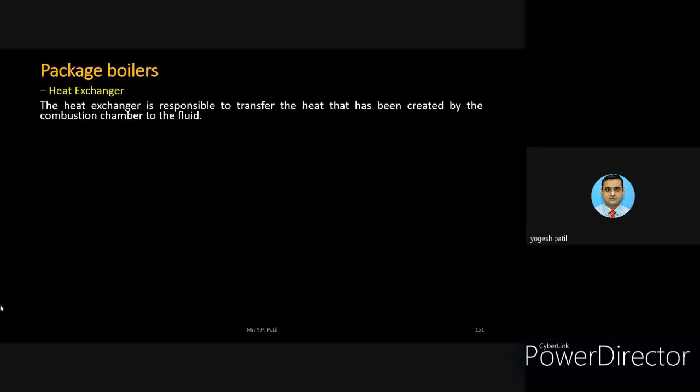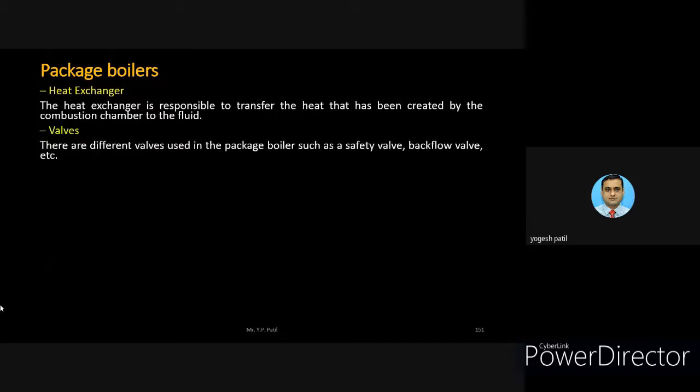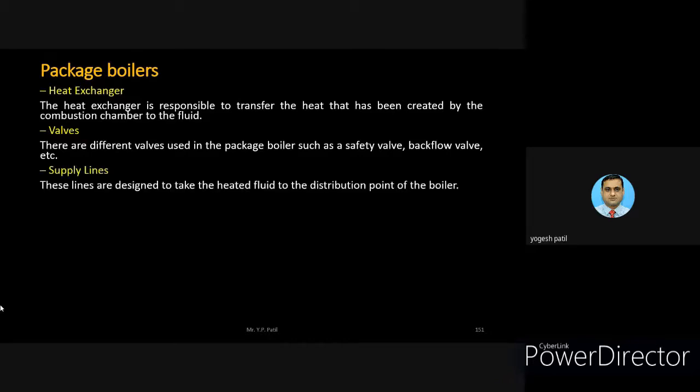Then the heat exchanger means the tube and the external contact of the hot gases. The heat exchanger is responsible to transfer the heat that has been created by the combustion chamber to the fluid. There are different valves also, like safety valves and backflow valves. So there are different valves involved in the boiler also.